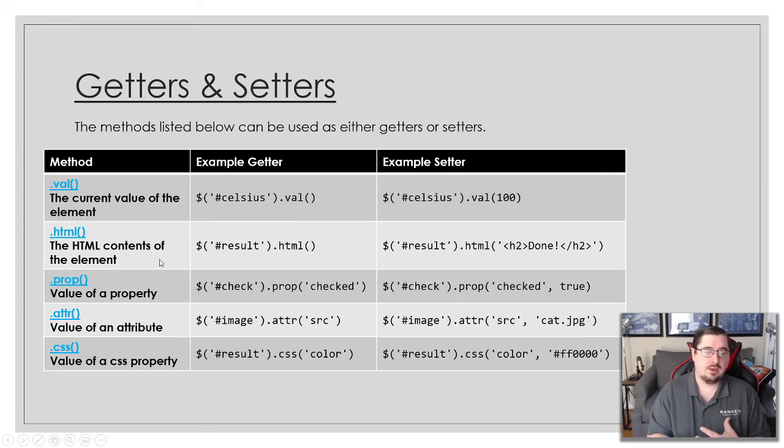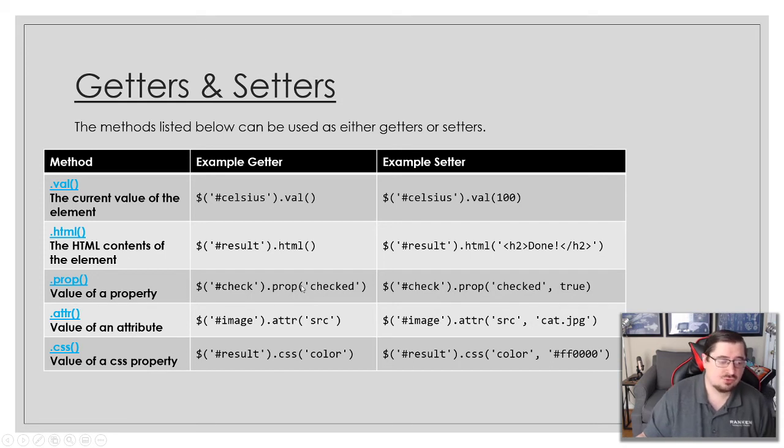Similarly, if I want to work with the HTML, all the content that's inside of an element, I can use the HTML method. If I pass that without a value, that will give me the HTML that's inside of it. Or if I want to change the HTML that's there, I can pass in a string. So here it will change the HTML to be an H2 header with the text done. And that's worth noting there. When I set HTML like this, I can actually put in my own HTML tags dynamically.